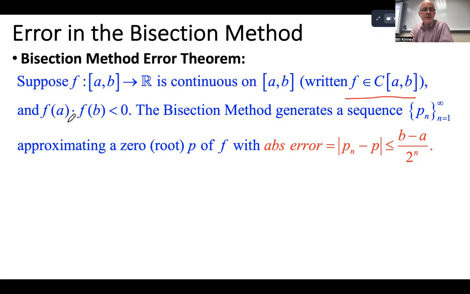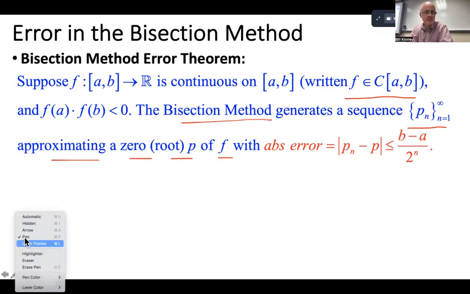And we're supposing f of A and f of B have a product that's negative, meaning f of A and f of B have opposite signs. So the graph, by the intermediate value theorem, has to cross the axis somewhere in between A and B. That is the reason why you focus on that condition. The bisection method generates a sequence. This is just shorthand notation for a sequence, P1, then P2, then P3, then P4, then P5, etc. That's approximating a zero or root P of the function f with this absolute error bound.